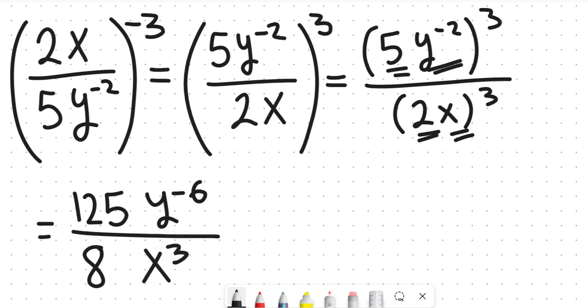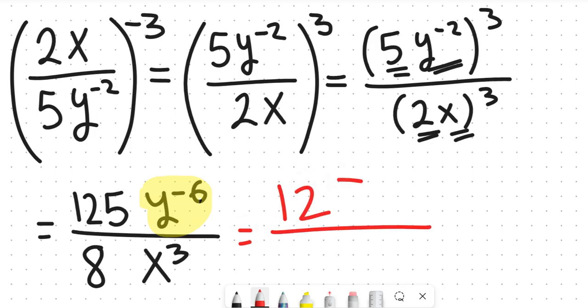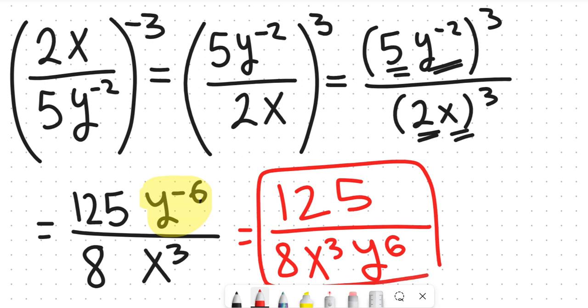Now you can say that you are done, but there is one last thing that you need to do here. That is y to the negative 6. We know that if it has a negative exponent, switch it to the other side, you will make it positive. If you move it down, it becomes positive 6. So the final answer will be 125, 8 remains down, x cubed remains down, y to the power of 6 goes down and becomes positive.